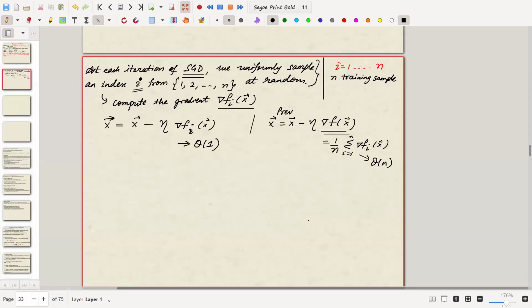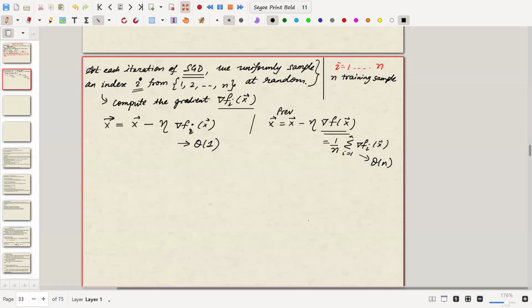Take gradient descent, it is order n computational load. If you take stochastic gradient descent, why is it stochastic? Because we are choosing out of n samples randomly. One sample you choose randomly out of that n. That's what you tell it to be stochastic gradient descent. So it is order 1.